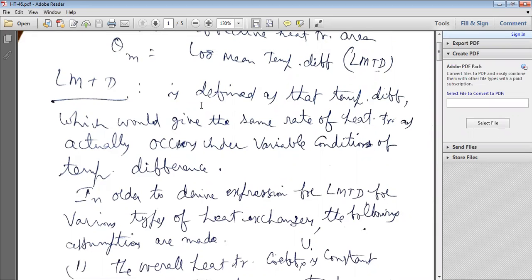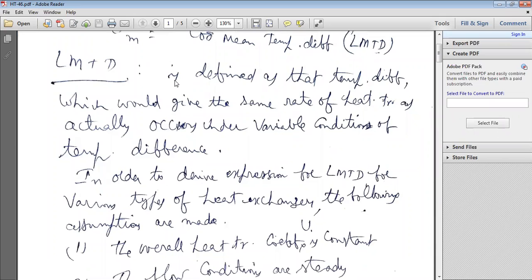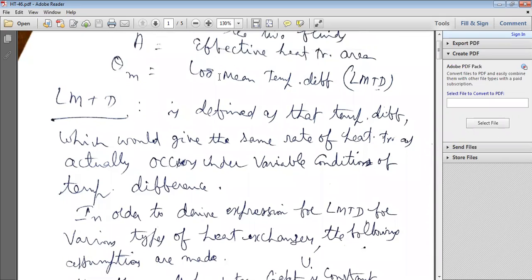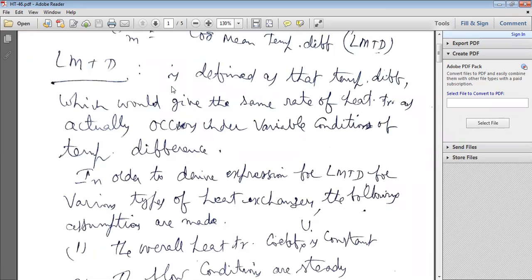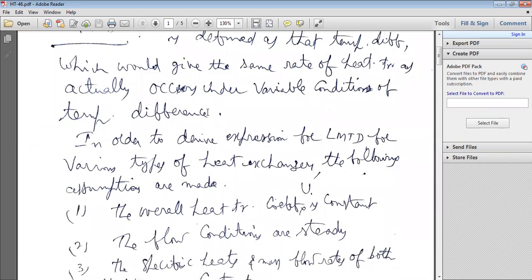So what temperature difference to be taken here? Log mean temperature difference. So what is log mean temperature difference? LMTD, log mean temperature difference. Log mean temperature difference is defined as that temperature difference which would give the same rate of heat transfer as actually occurs under variable conditions of temperature difference.